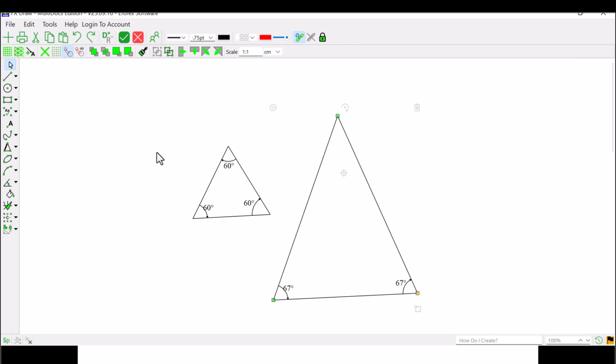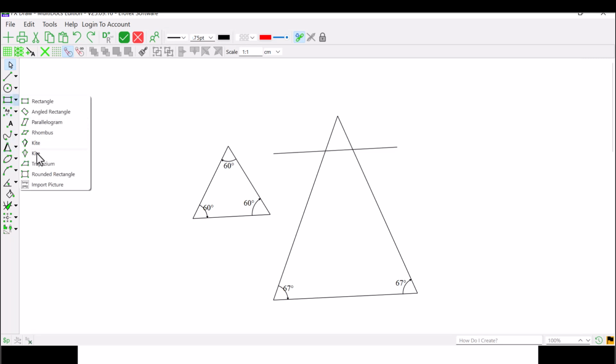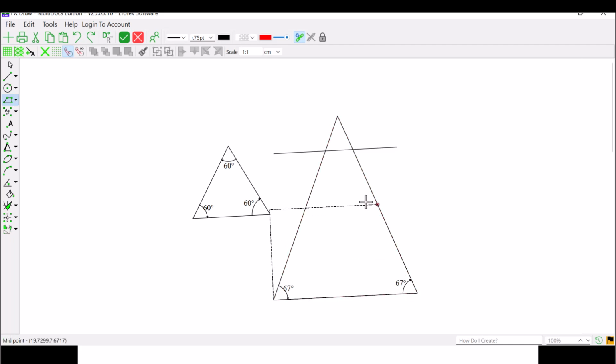A trapezium is formed when the head of a triangle is removed. If I draw a straight line like this, such that this straight line is parallel to this line, and I do something like this, let me show you the trapezium here. So this trapezium, something like this. So this is a trapezium.